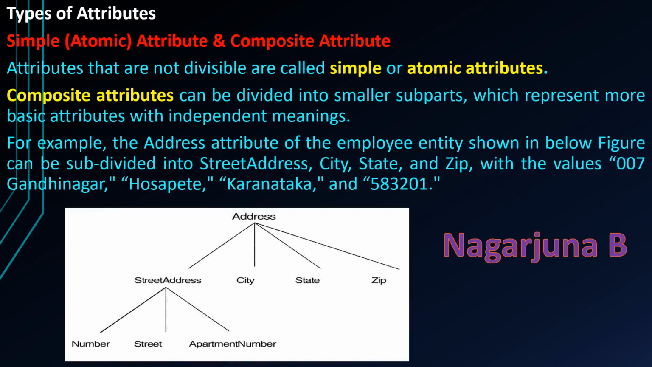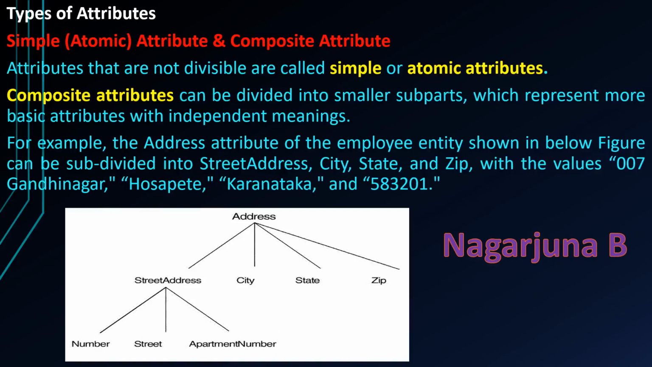Next one is composite attributes. The attributes which can be divided into smaller subparts which represent more basic attributes with independent meaning are called composite attributes. Means the attributes which can be divided into smaller subparts, and each of the subparts will be representing meaningful information or an independent meaning. Those are called composite attributes.